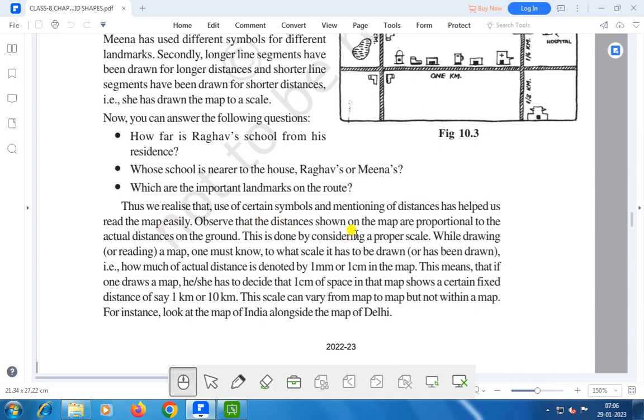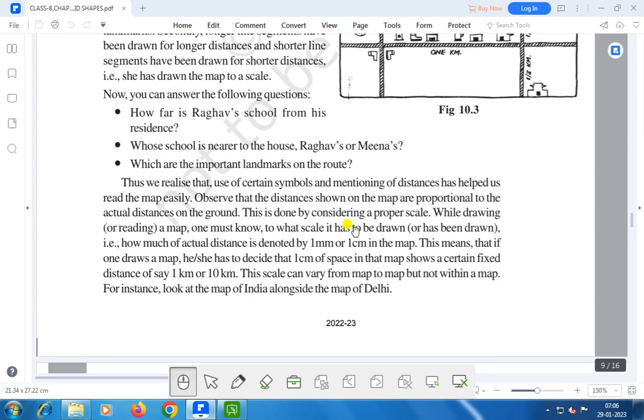Observe that the distances shown on the map are proportional to the actual distances on the ground. This is done by considering a proper scale. While drawing or reading a map, one must know to what scale it has to be drawn or has been drawn. How much actual distance is denoted by 1 millimeter or 1 centimeter in the map. This means that if one draws a map, he or she has to decide that 1 centimeter of space in that map shows a certain fixed distance of, say, 1 kilometer or 10 kilometers. This scale can vary from map to map but not within a map.